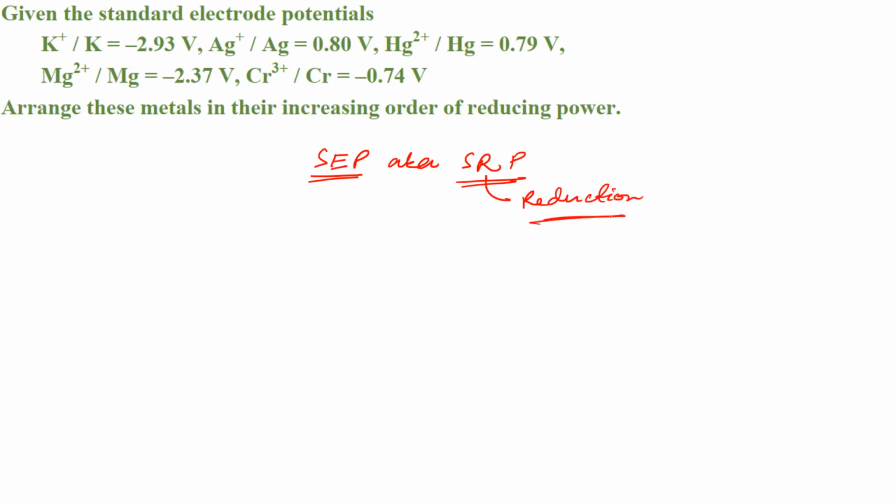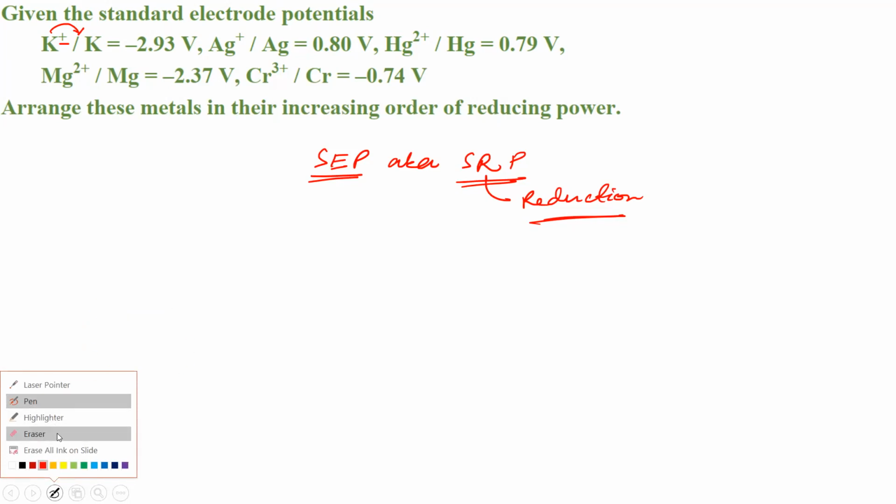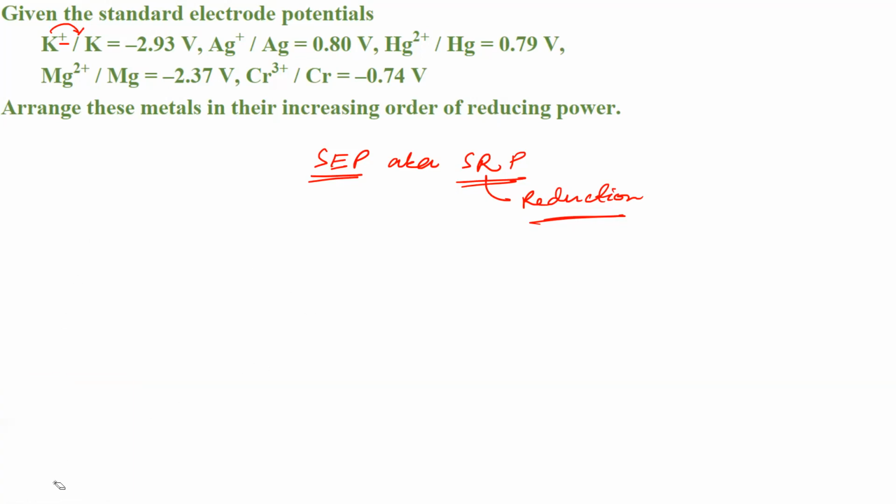Okay, reduction potential. That is why you can see that the oxidation state of K is plus here, and here it is 0, right? That means what is happening from here to here? Reduction is happening, right, Abir? Yes, sir. Okay, so the first thing is, what is standard electrode potential? It is the standard reduction potential.